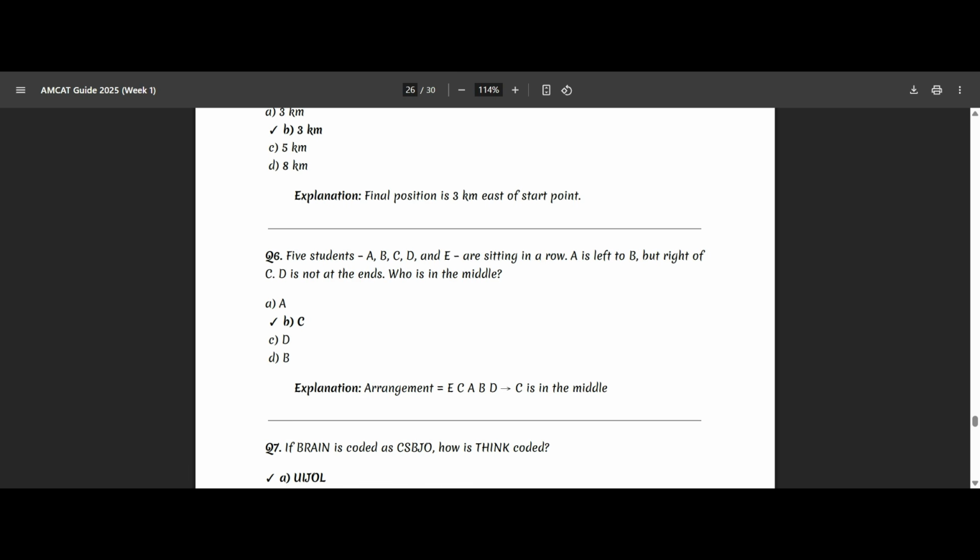5 students A, B, C, D, and E are sitting in a row. A is to the left of B, so it can be like A, B, but to the right of C, so C, A, B. D is not at the ends. Who is in the middle? So we can be like C, A, B, D, E. Yeah, this can also be, but D is not at the end. So, C is in the middle.